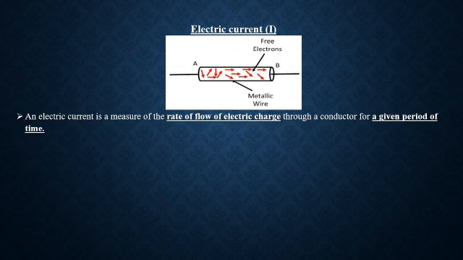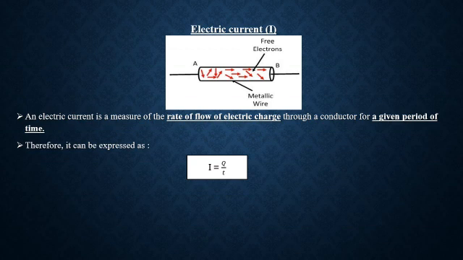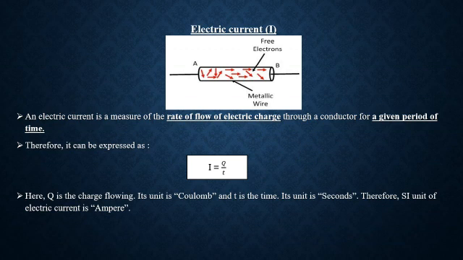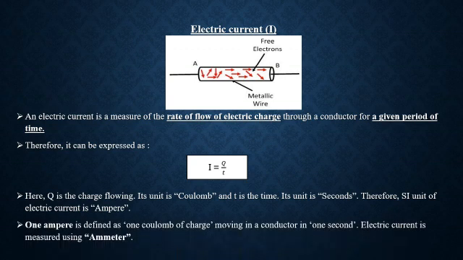An electric current is a measure of rate of flow of electric charge through a conductor for a given period of time. Therefore, it can also be expressed as I = Q/T, where I refers to electric current, Q is the charge flowing, and T is the time taken. The SI unit of charge is coulomb, the SI unit of time is second, and therefore the SI unit of electric current is ampere. In place of Q, if I take 1 coulomb of charge, and in place of T, if I take 1 second, then I get electric current to be equal to 1 ampere.